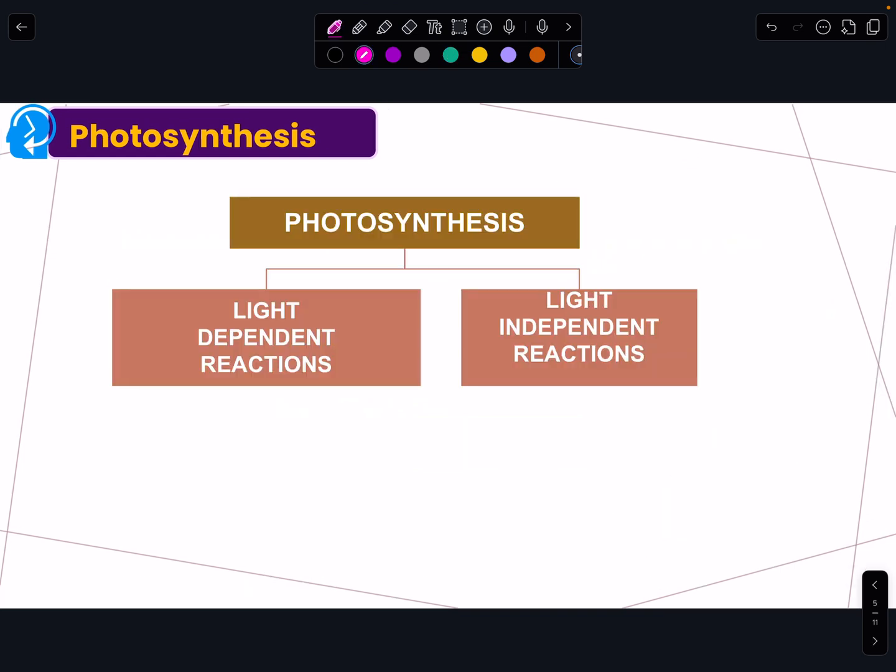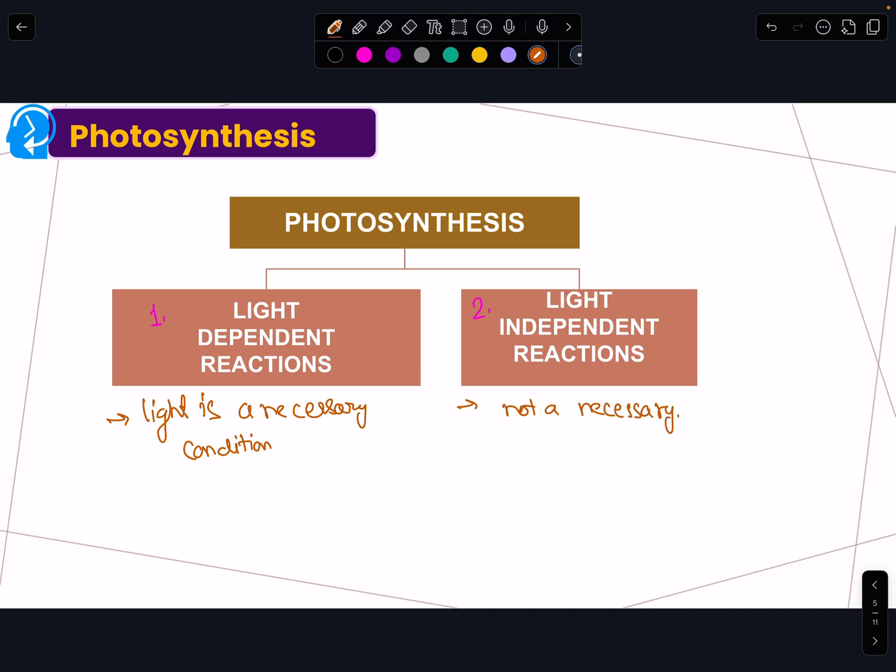Now, if you look at the process of photosynthesis, it occurs in two different phases. One is the light dependent reaction, and the second one is the light independent reaction. Why light dependent reaction? Because light is a necessary condition. That means this process will not occur if there is no light. Whereas in the light independent reaction, as the name suggests, light is not a necessary condition.